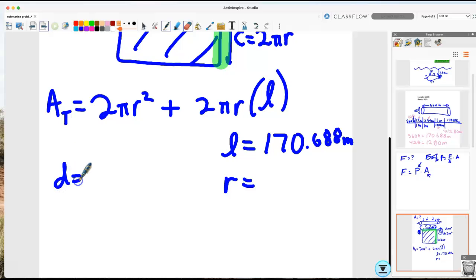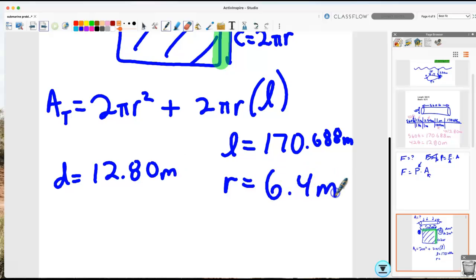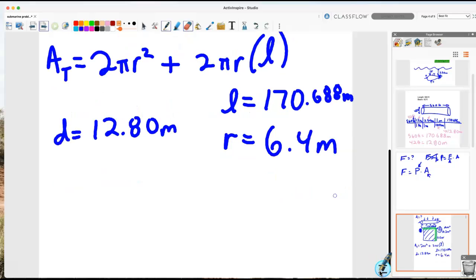The diameter, remember we converted, was 12.80 meters. So all I need to do is cut it in half, right? So 12.80, divide that by 2, and that is 6.4 meters. So now I've got my radius. So now I can put all my numbers in.